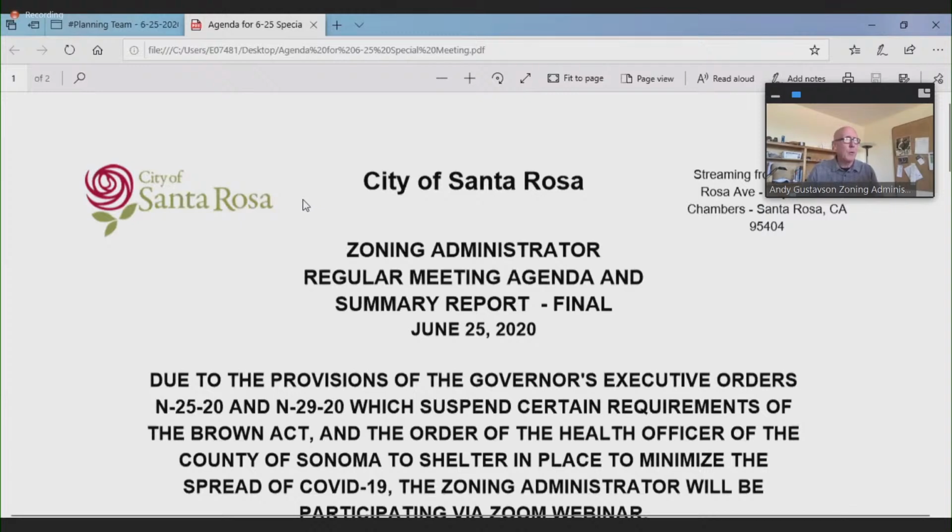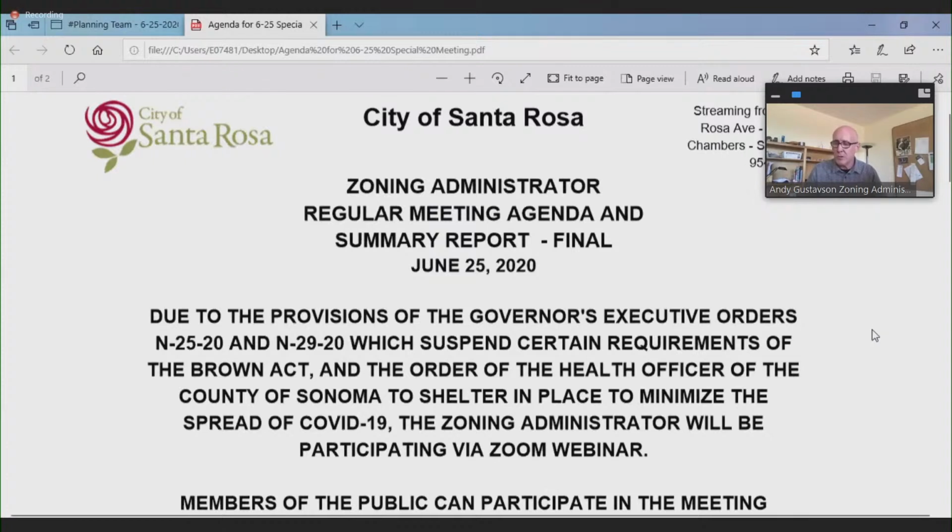So I want to repeat, welcome and thank attendees to this zoning administrator meeting of June 25th. I am the zoning administrator. My name is Andy Gustafson. And as we go through the agenda today, I'll be working with the applicants, the project planner, and the public in attendance to take action on the items.